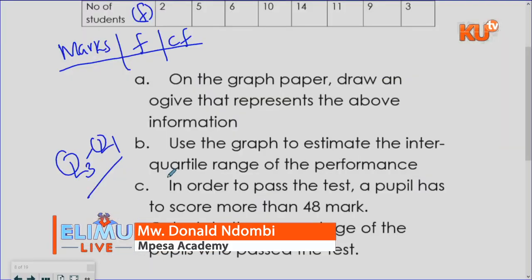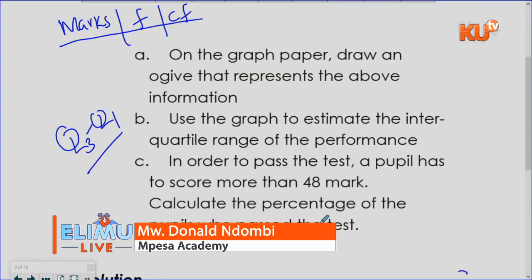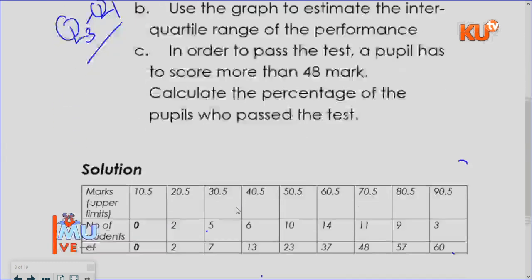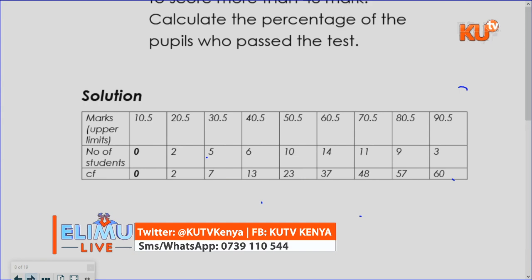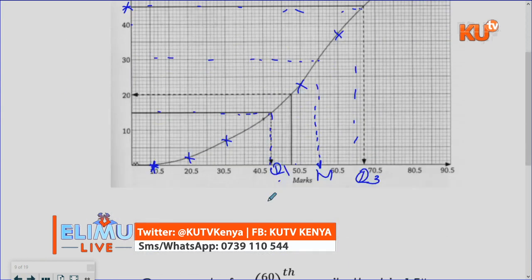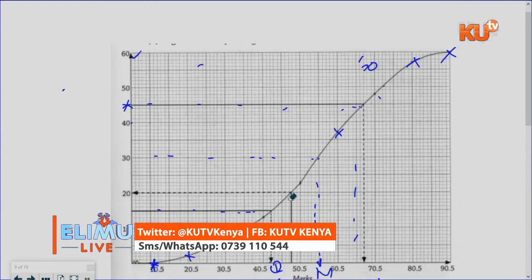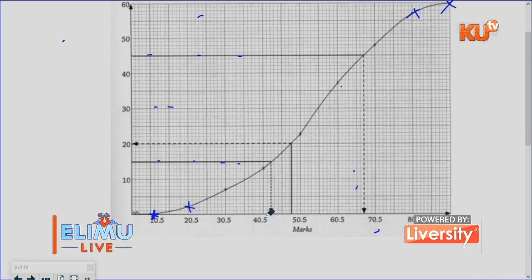Now the last one, they're asking for what? In order to pass, a student had to score for more than 48 marks. So what we do, we go to the graph and locate 48. Where is 48 on this graph? Can you see 48? From your graph, you can look for 48. My 48 is here close to 50.5. So this is my 48 mark here. 48 marks is here. So I move to the curve, then now backwards, and see how many students scored 48.